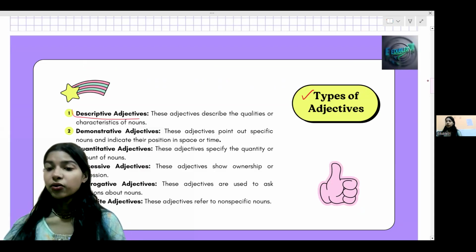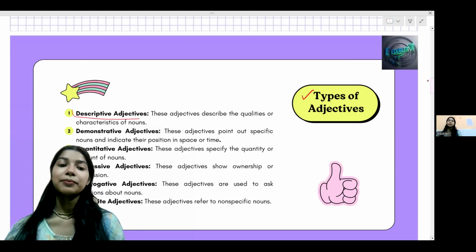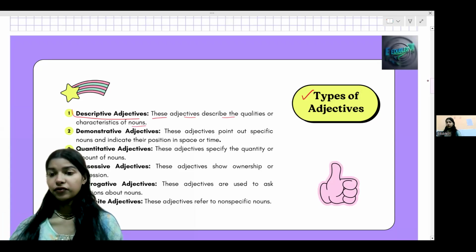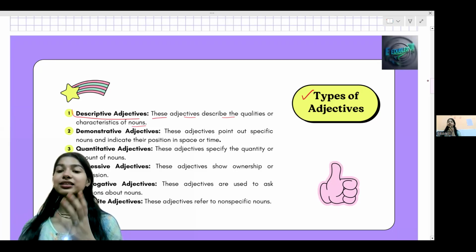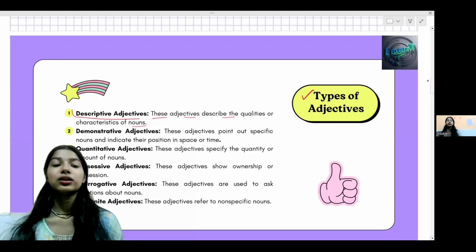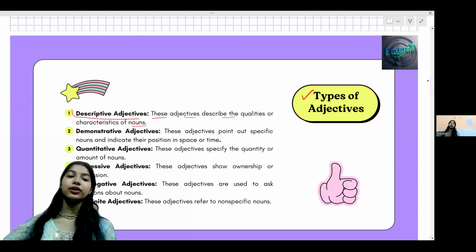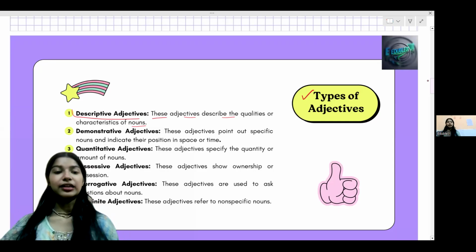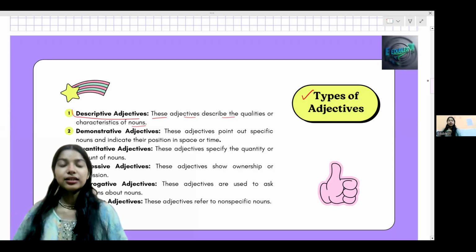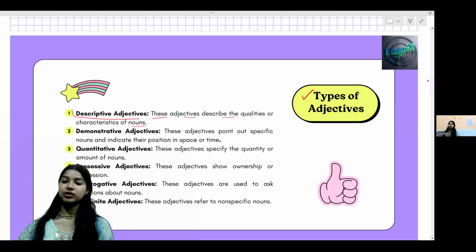First is the descriptive adjective. As the name suggests, these adjectives describe the qualities or characteristics of nouns. Obviously, the word itself is saying that it describes the quality or characteristics of any noun. So that is the descriptive adjective.